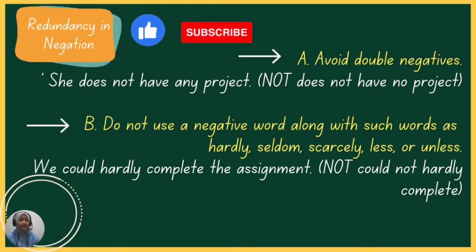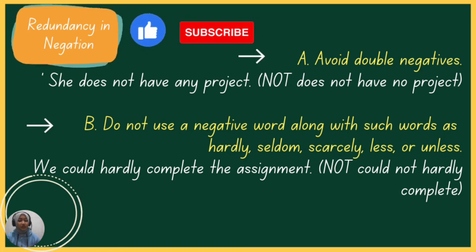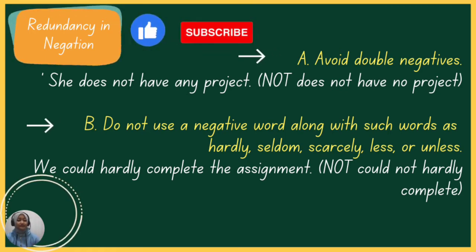For example, she does not have any project. Not, she does not have no project. Apabila kita menggunakan double negative, she does not have no project. Yeah, so we avoid redundancy in negations in standard English grammar. She does not have any project is the correct form. Bentuk yang betulnya seperti ini ya.